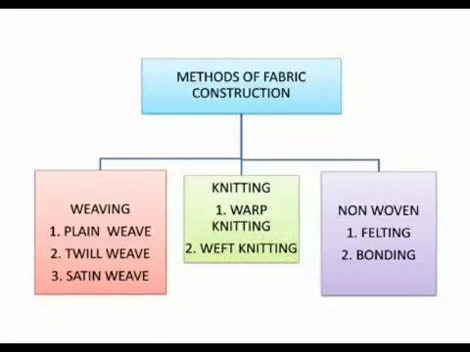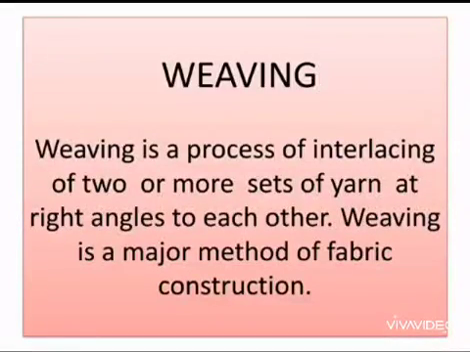Methods of fabric construction. Textile materials or fabrics are basically constructed by using three different techniques: weaving, knitting and non-woven. Weaving is a process of interlacing two or more sets of yarn at right angles to each other. Weaving is a major method of fabric construction.